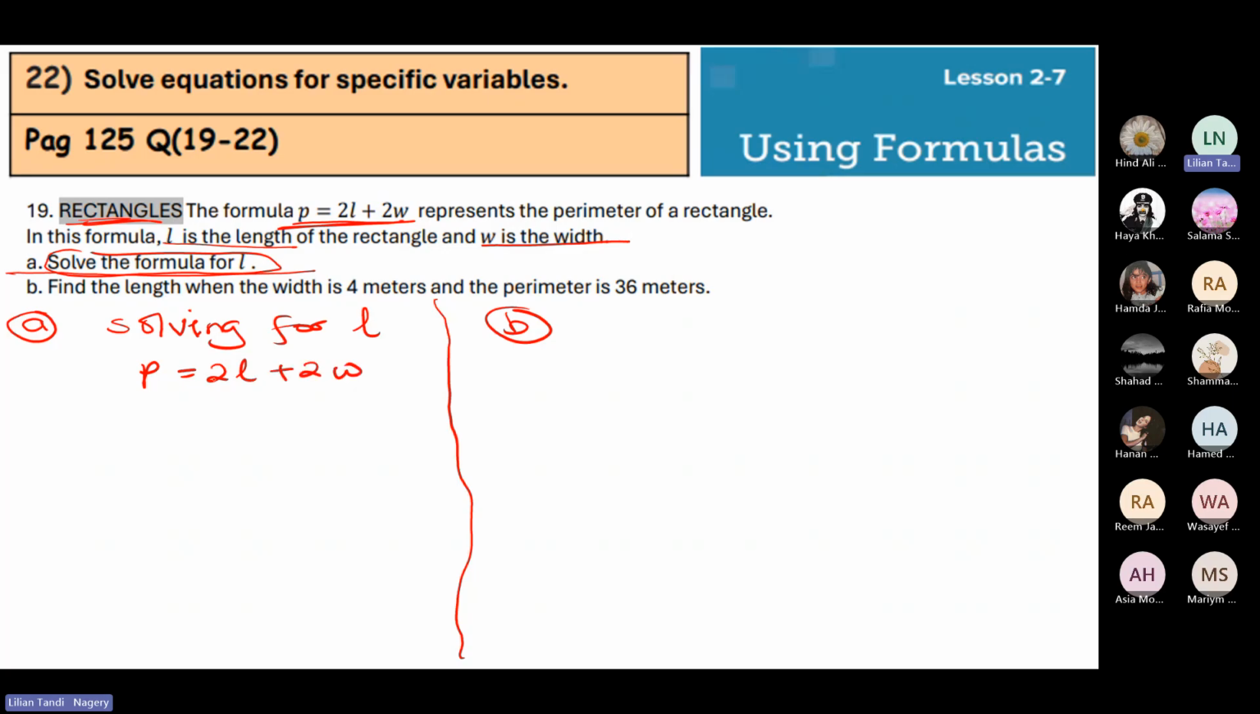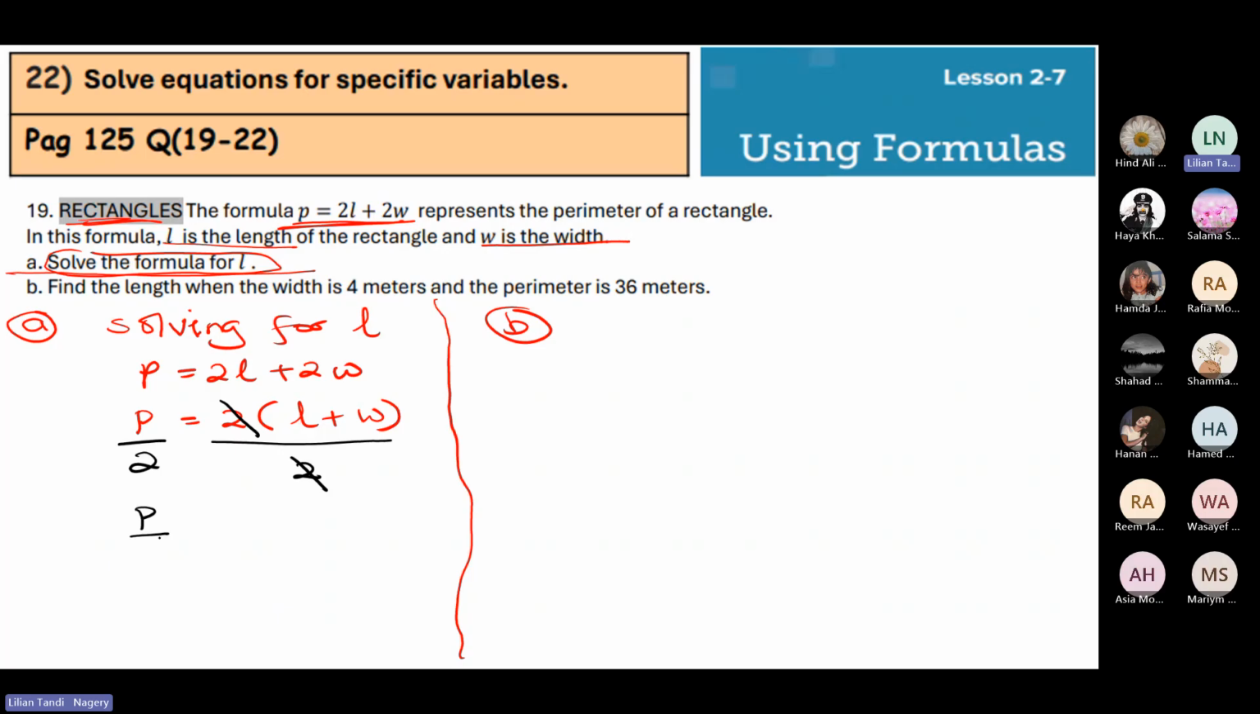Now, what do I notice? 2 is repeated, and I know this is the distributive property. So I'm going to write it here: P equals 2 parentheses L plus W. Now I need to remove this 2. This 2 has to go. How? Because I am multiplying, I'm going to remove it by dividing. So I'm going to divide everybody by 2. So this 2 goes away.